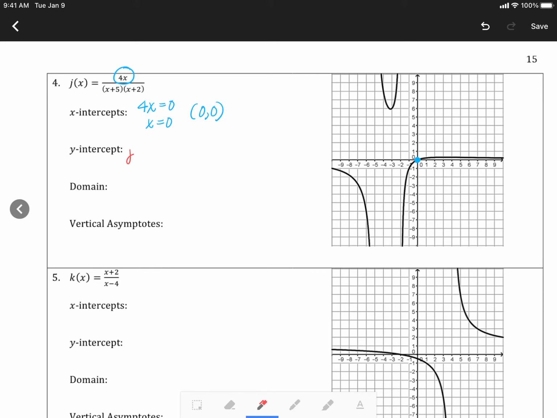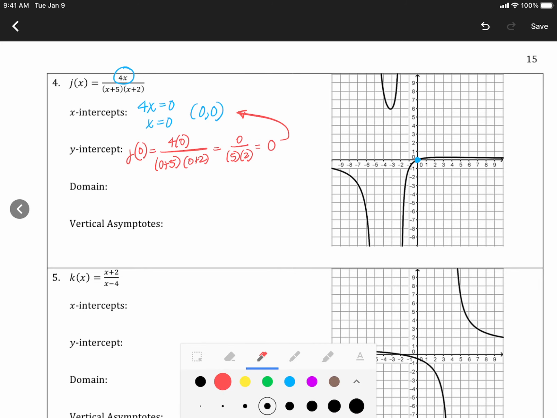Let's test it out. J of 0 is 4 times 0 over 0 plus 5, 0 plus 2. That's 0 over 5 times 2, which doesn't matter that it's actually 0 over 10. It's just 0. So yeah, that is the same. Your x-intercept and your y-intercept both are (0, 0).